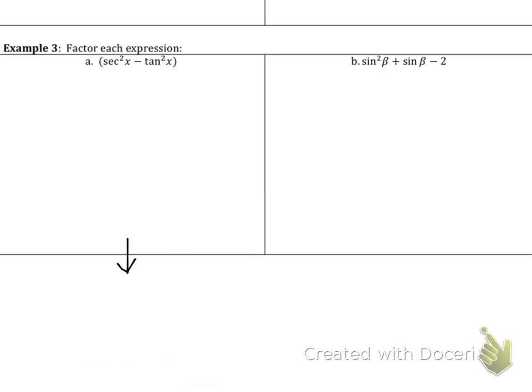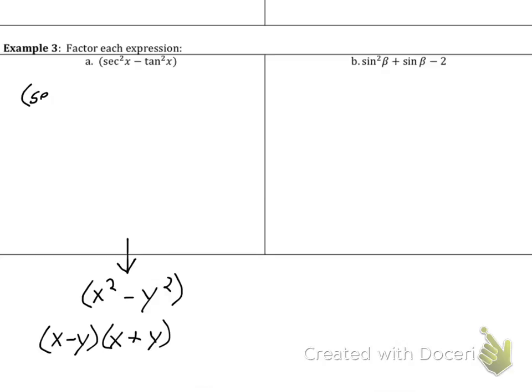Well, secant squared minus tan squared could be thought of as just x squared minus y squared. Well, that's just a difference of squares, which we can rewrite as x minus y times x plus y. So we can do the exact same thing with secant squared minus tangent squared. It's a difference of squares. So that's going to give me secant x minus tangent x times secant x plus tangent x.